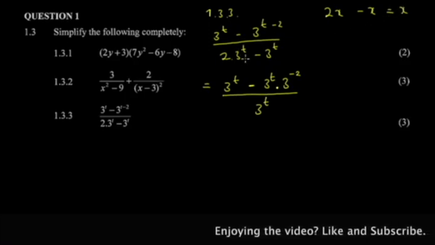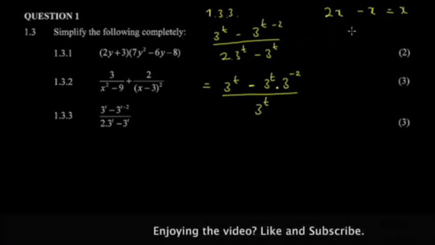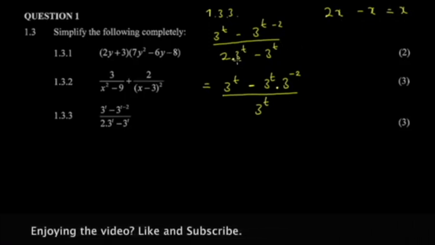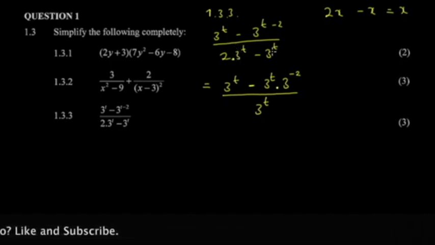3 to the power t is an entry, just like x. It can be y or something like that. So what it simply means here is you have two 3 to the power t's, and now you're subtracting one 3 to the power t. So obviously you'd get 3 to the power t, just like this. So that's what happened.